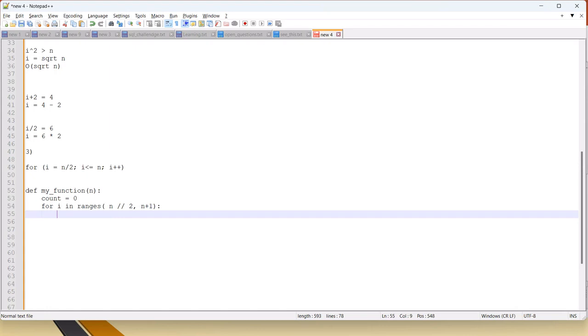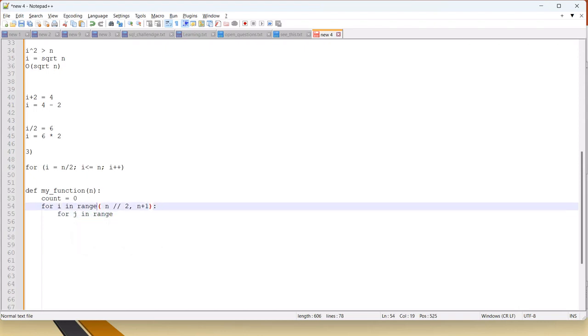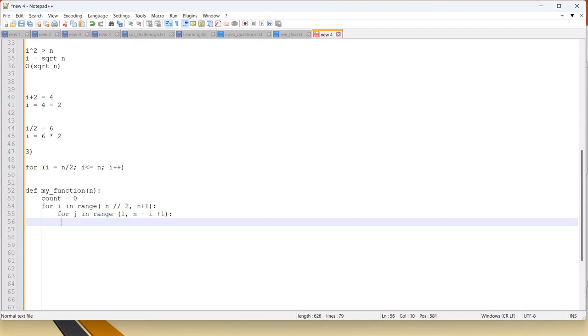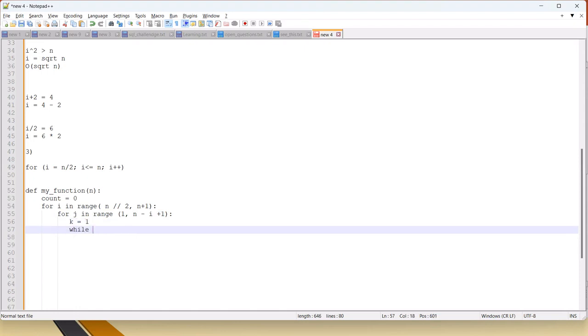Now for adding more complexity we will add one more loop. For j in range, let's take 1 to n minus I plus 1. I'm just writing this; for adding complexity you can just have n, or you can add n plus 1, or you can again have n by 2 also. You can try all these things. This is just to understand how to calculate the complexities. Now let's initialize y and add k, and I have one more while loop.